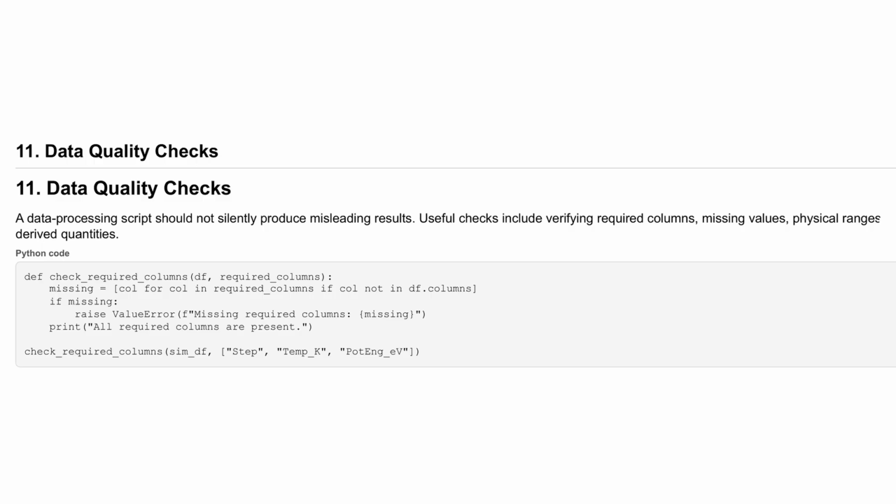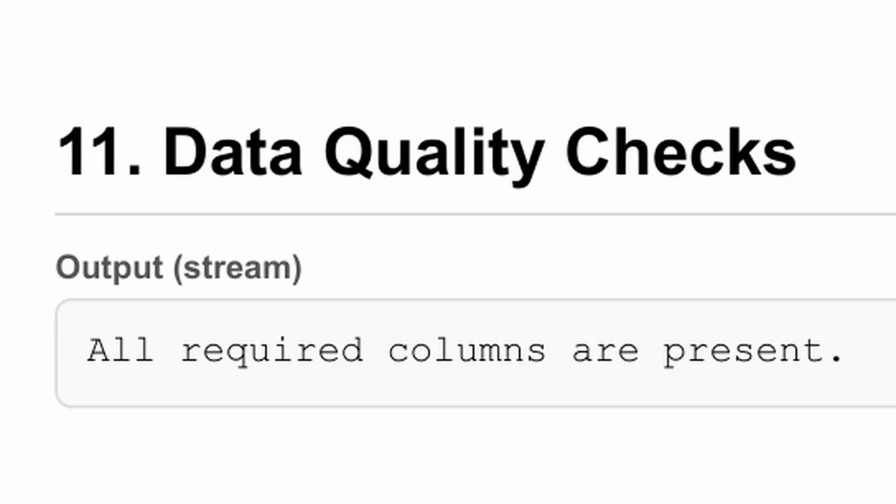When building automated analysis scripts, you should include data quality checks. Here we define a function that verifies the presence of required physical columns before the script attempts to use them. The function runs and confirms all required columns are present. If a column had been missing due to a corrupted log file, the script would have safely raised an error instead of failing silently later.